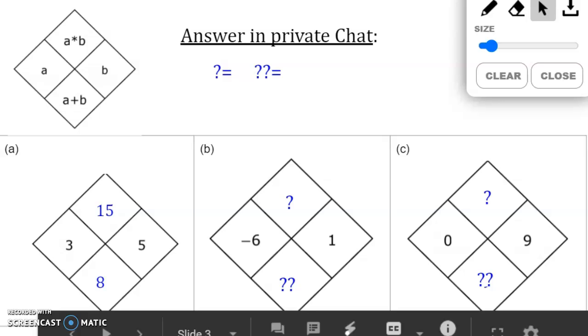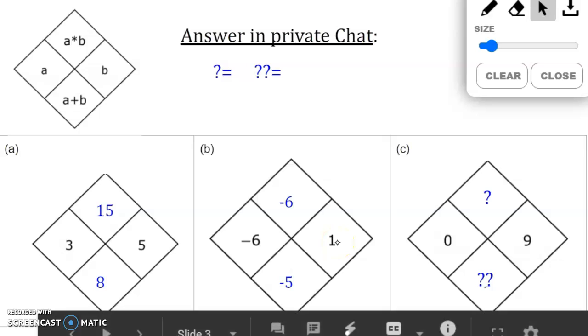What about this? The top number is the multiplication of these two. The bottom number is the sum of these two, so you add them up. What's the answer? Negative 6 times 1 is negative 6, and negative 6 plus 1 is negative 5.